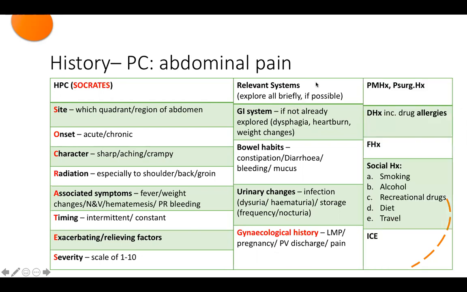And then lastly, once you've done your history of presenting complaint, you just go through the rest of the bits. So the medical history, surgical, drugs, including any allergies, family history, the social history. Some things to focus on would be smoking, alcohol, any recreational drugs, the diet. Fatty foods might link you to certain diagnoses. And then travel history as well can be relevant. And always do ICE so you know what the patient's concerns are.